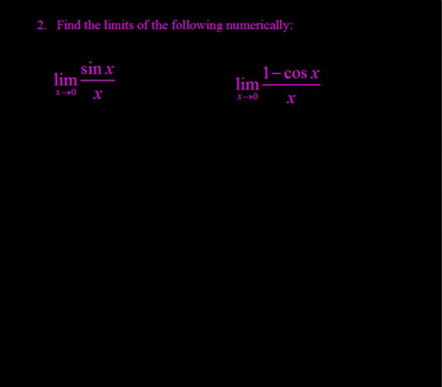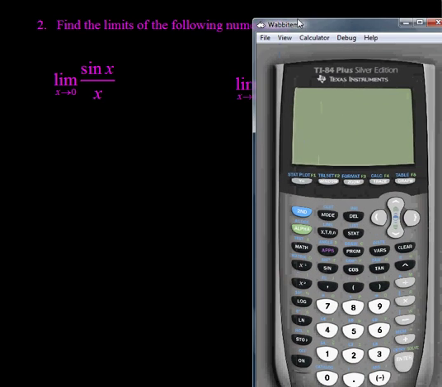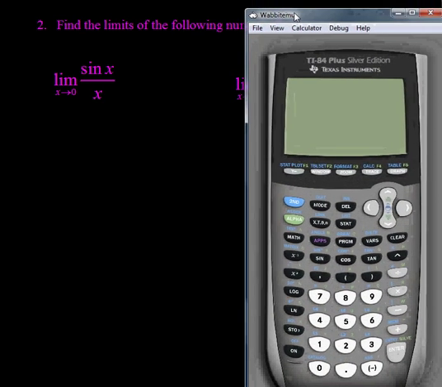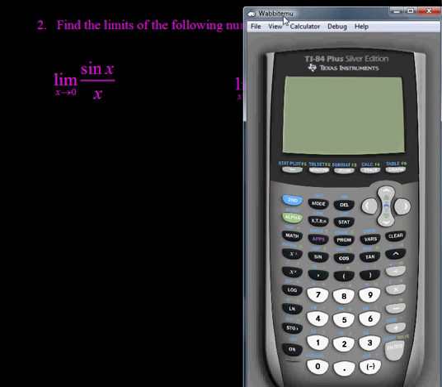Now this is asking us to take the limit of sine of x over x as x approaches 0, and the limit of 1 minus cosine x over x as x approaches 0. So it's asking us to do this numerically, so we need a calculator. I'm going to go ahead and bring the calculator over here. If you like, make sure to look up the wabbit.emu emulator for the TI-84. It's really nice to be able to do this sort of thing on.